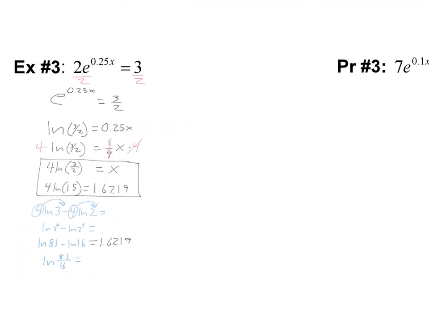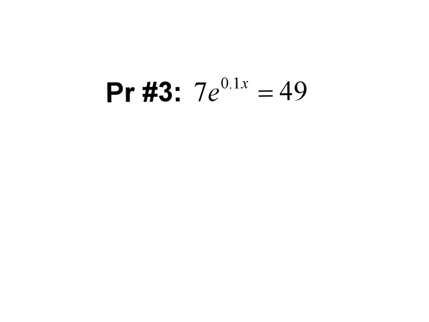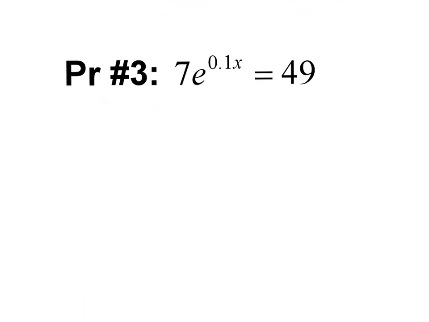Hopefully I didn't confuse you too much with all those different ways, but I just want you to see all the possibilities. And I want you to try this one on your own. So get the e to the 0.1x all by itself, and then rewrite as a natural log, and try and solve. Remember, if you can write that as a fraction, it might help you. Okay? Go ahead and give that a shot, and then unpause the video when you're ready to check your work.